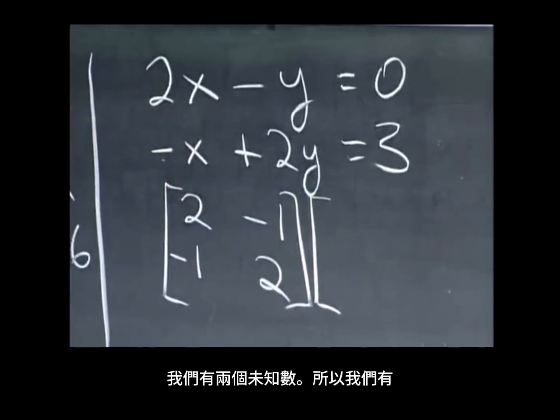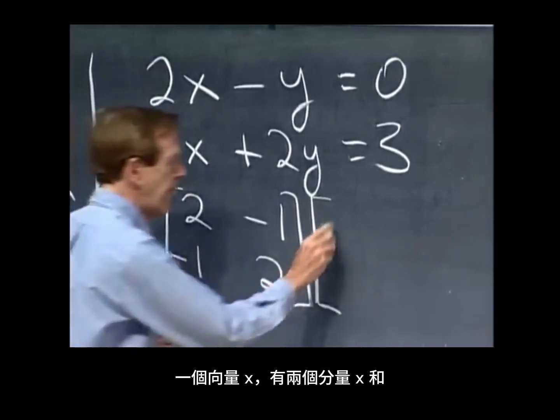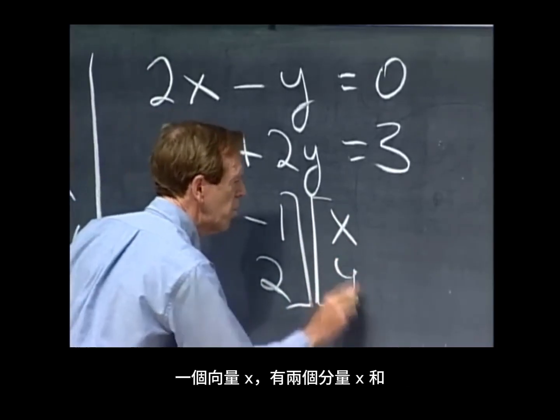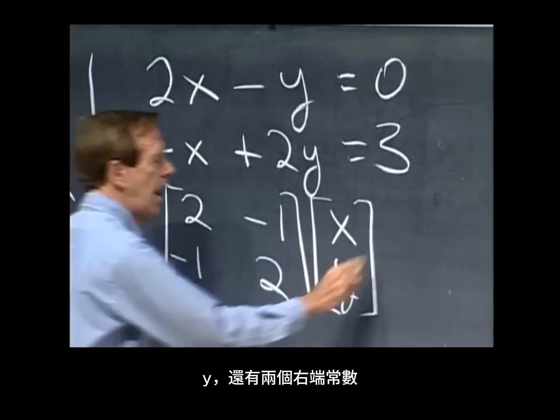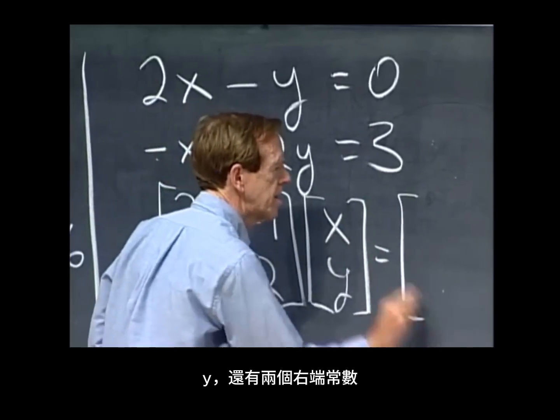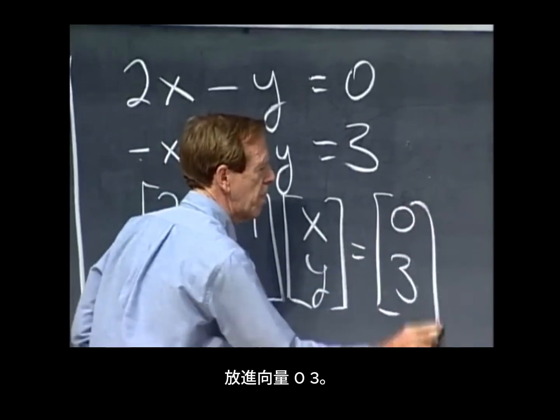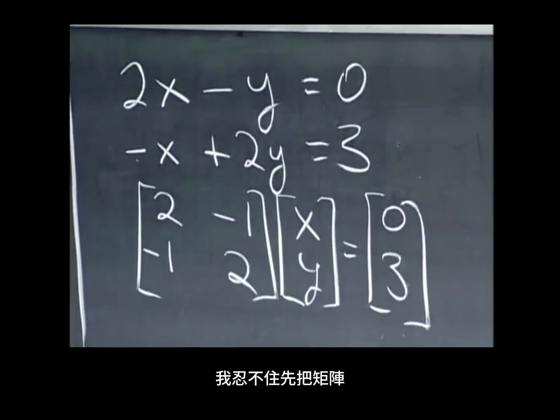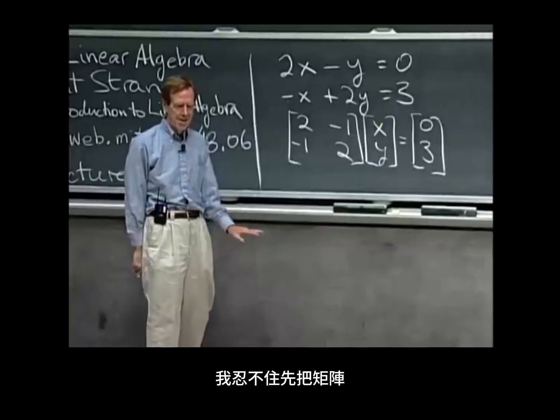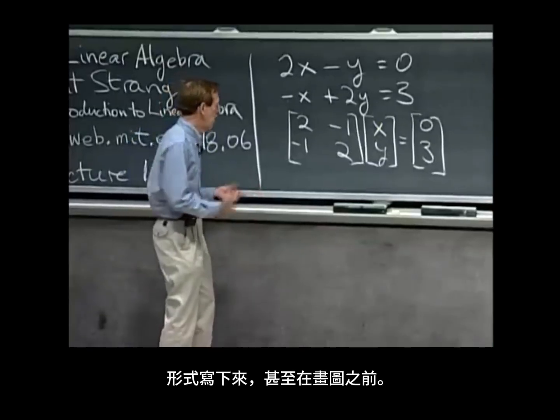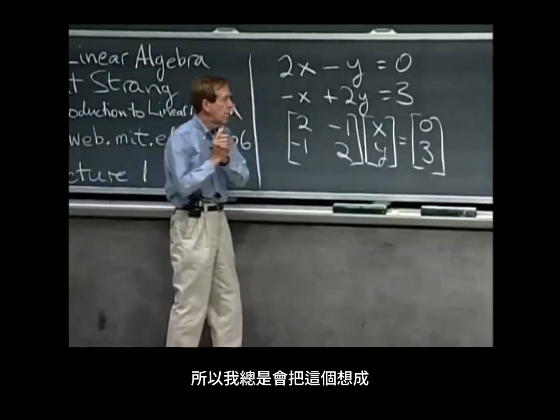A matrix is just a rectangular array of numbers. Here it's 2 rows and 2 columns. So 2 and minus 1 in the first row, minus 1 and 2 in the second row. That's the matrix. And the unknown, well, we've got 2 unknowns. So we've got a vector, x with 2 components, x and y. And we've got 2 right-hand sides that go into a vector 0, 3.